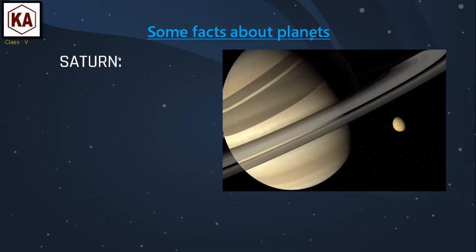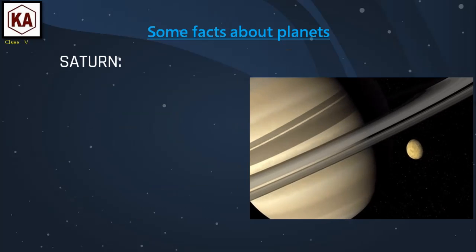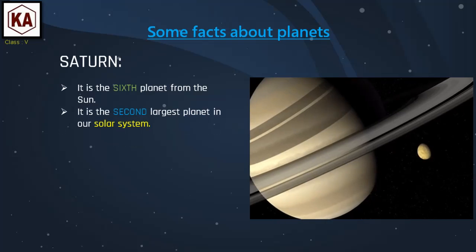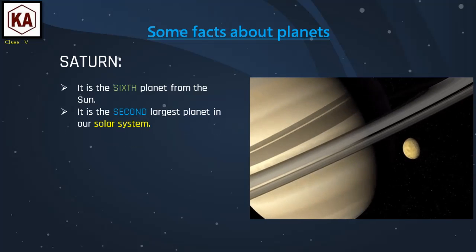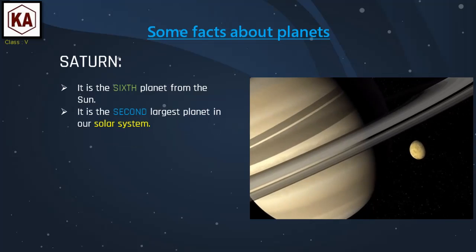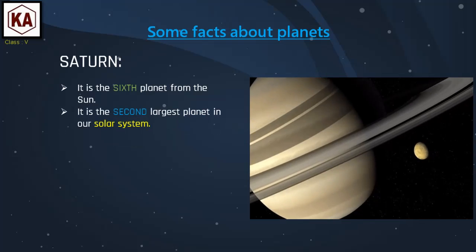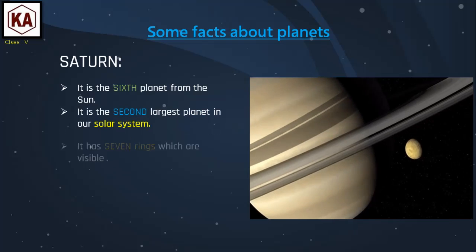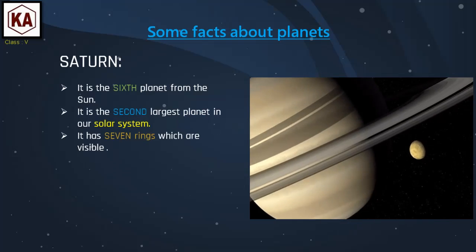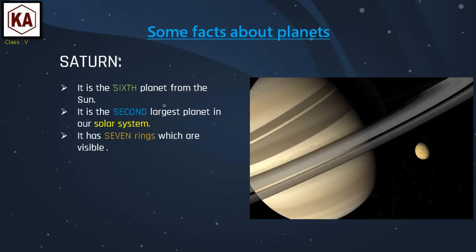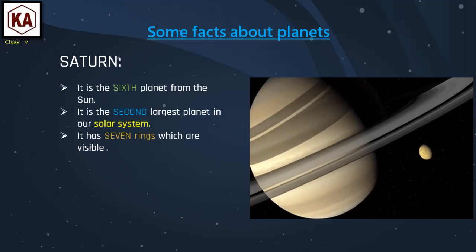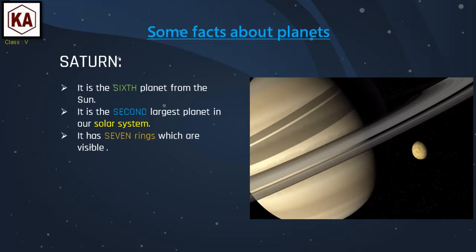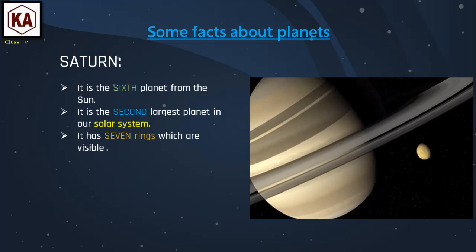Then we have this beautiful Saturn. It is the sixth planet of our solar system, and the second largest planet of our solar system. The first largest planet was Jupiter, okay? It has 7 beautiful rings, but let me tell you that you cannot stand on those rings. They are just particles. There is nothing on which you can stand.